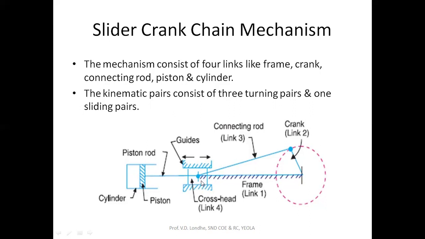So, piston and cylinder. Here it consists of four links in which the kinematic pairs are three turning pairs and one sliding pair. All these kinematic pairs come under the category of lower pair, as they have surface or area contact.